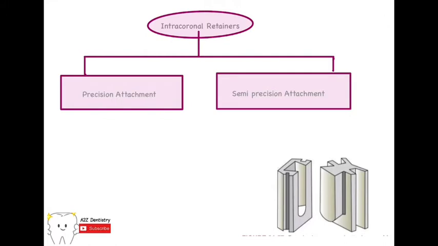Now the next type is the semi-precision type. These are not usually prefabricated, they are custom made. That is, we initially fabricate a wax pattern and then we cast it, and then we get our semi-precision attachment type of intracoronal retainers. As the dentist and the lab technician are involved in the formation of this wax pattern, there are chances of mild discrepancies. Therefore it is not as superior as compared to our precision attachment, which provides better dimensional accuracy and better fit. But these are also used.